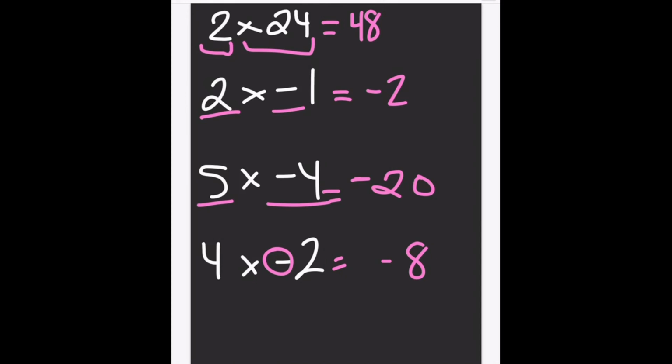4 times 2 is 8, but since one of them is negative, we have to have the negative 8. Let's do actually one more. If this was a negative 4 times a negative 2, that equals positive 8. My tip is first solve it pretending there are no signs, and then go back and say, okay, is it going to be negative or positive?